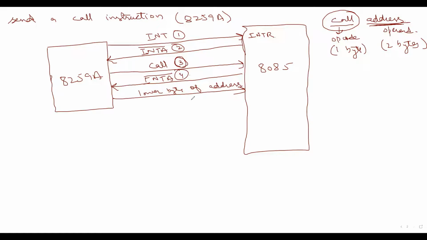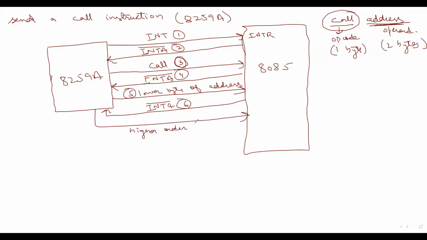Okay, so it will send the lower byte of address. After receiving the lower byte, it will again send the INTA signal. So this was fifth, this is sixth. Why will it send again? Because now it requires the higher byte also. So after receiving a third INTA, it will send the higher order byte.